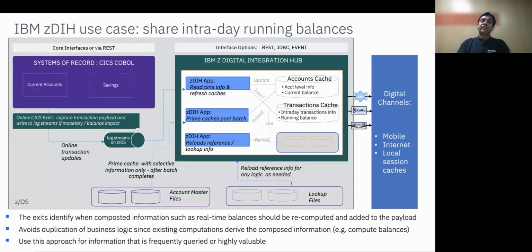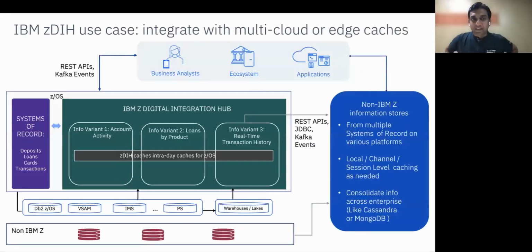In this way, we can have our intraday running balances available for our digital channels, so all other consumers can get them from the account caches. Either it could be memo kind of transactions or real-time online transactions. All transactions are taken into consideration for keeping these caches up to date. So this is another use case for the Digital Integration Hub.